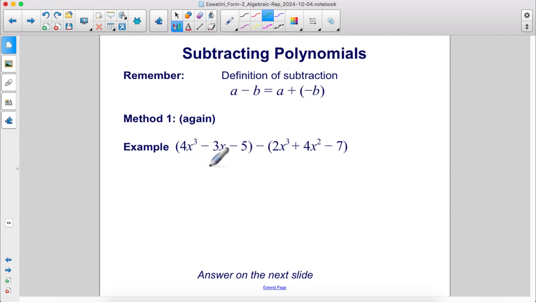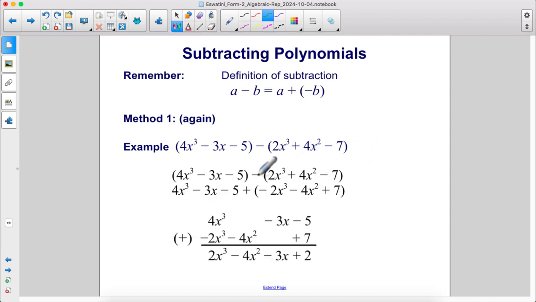Alright, 4x cubed minus 3x minus 5 minus 2x cubed plus 4x squared minus 7. The first step is to distribute this negative sign. So first we're going to make it a plus sign, and then we're going to switch the sign of every term in here. So that becomes negative 2x cubed minus 4x squared plus 7. Then we line them up vertically, being careful to note that this one has an x term, but this one doesn't. This one has x squared. So we do have 4 columns.